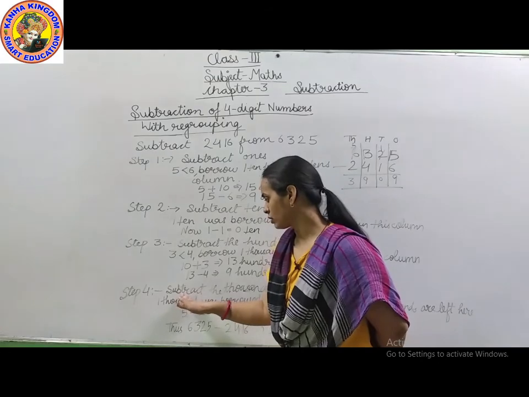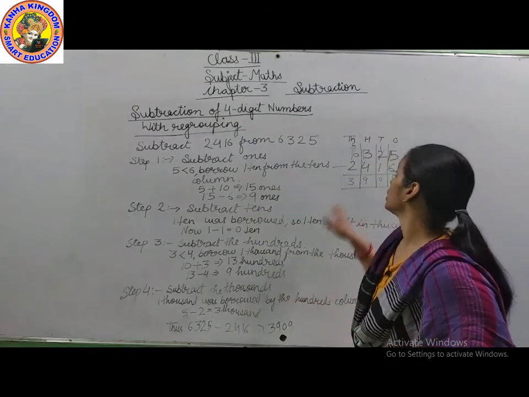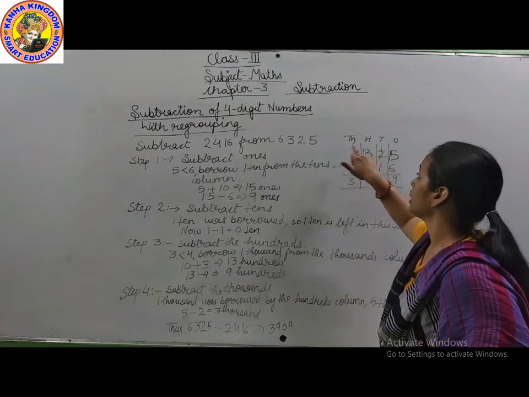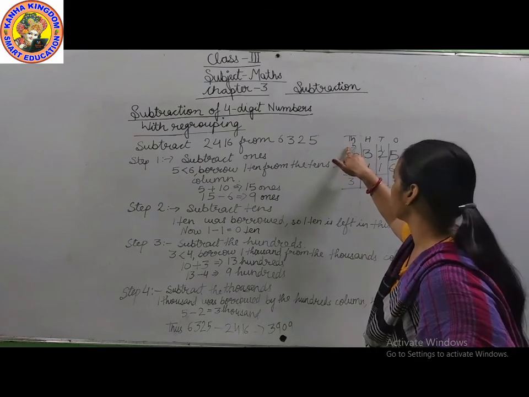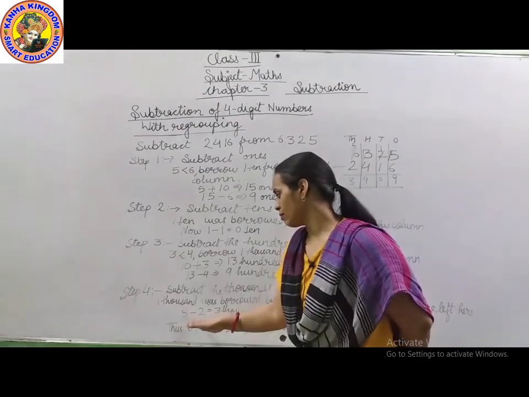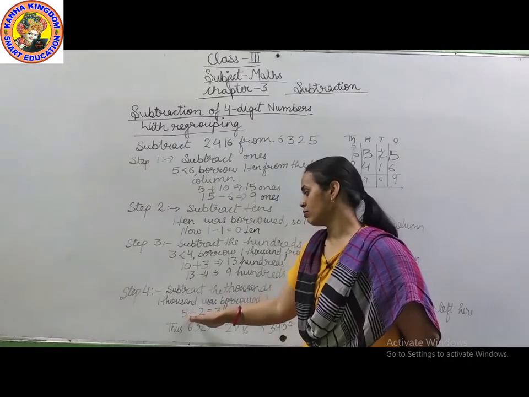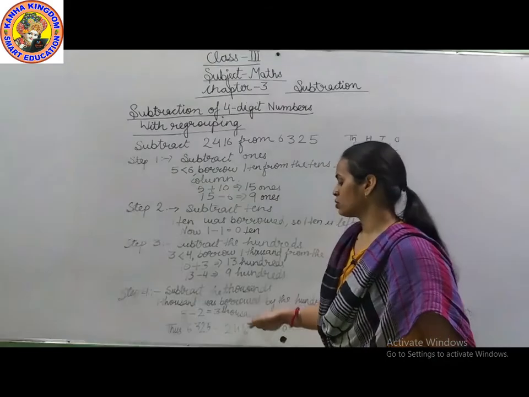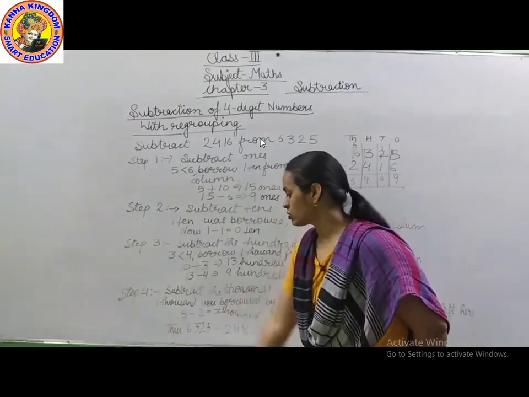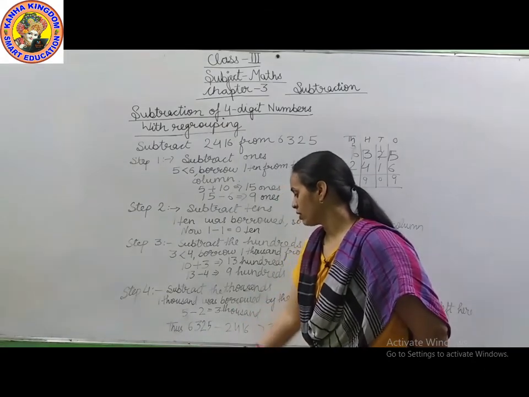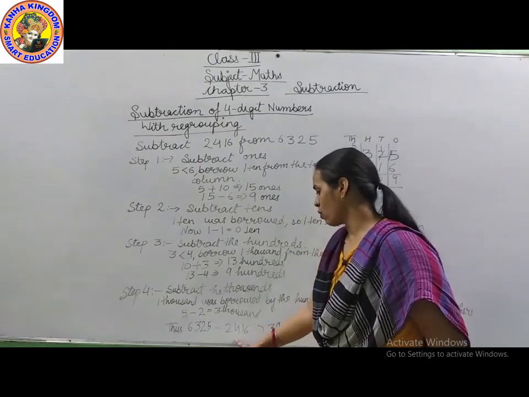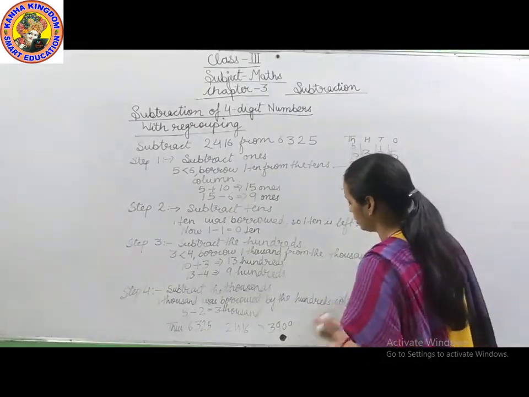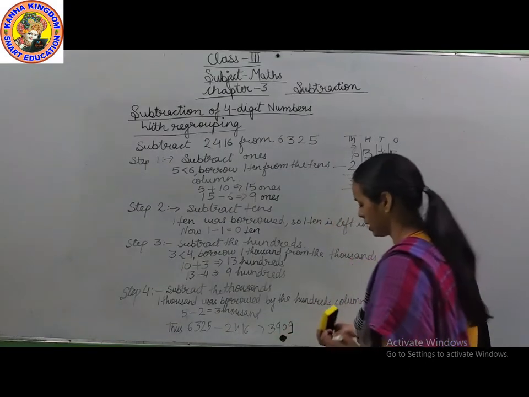Okay? Alright, our next step, thousands. Now we subtract the thousands. 1000 is borrowed by the hundreds. Now here only 5 is left. Means 5 minus 2. 5000 minus 2000 equals 3000. So 6325 minus 2416, our answer is 3909.